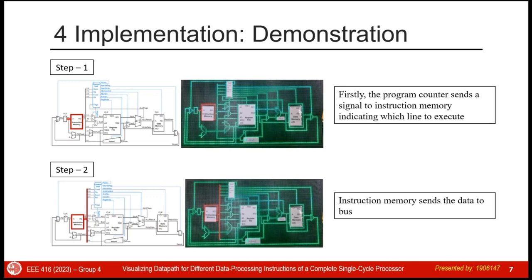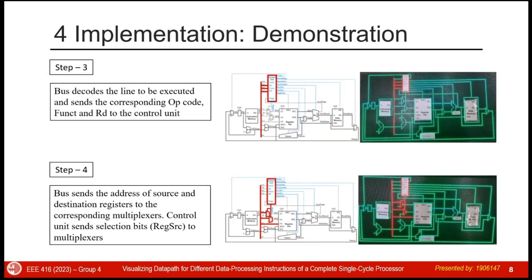Firstly, the program counter indicates which line of the code should be executed next and sends the address of the line to instruction memory. Instruction memory decodes the line, extracts which instruction should be executed, and sends the register addresses to the bus. For the add instruction, the bus sends the opcode, funct, and destination register address RD to the control unit. The control unit generates the control signals based on the instruction.